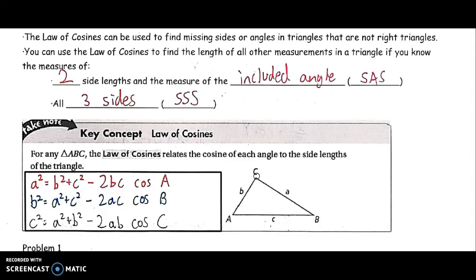So it's a lot like the law of sines. I want to be using pairs. If I'm looking for a missing side, I should also be using that angle in the formula as well. So I wouldn't worry too much about memorizing three different formulas. It's really that same first formula just repeated in three different ways.